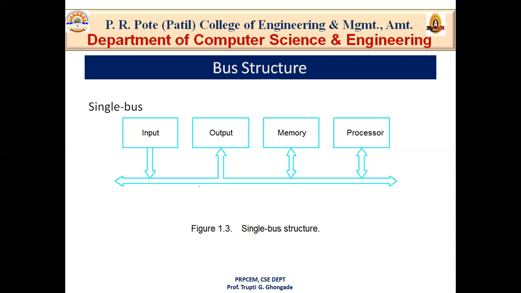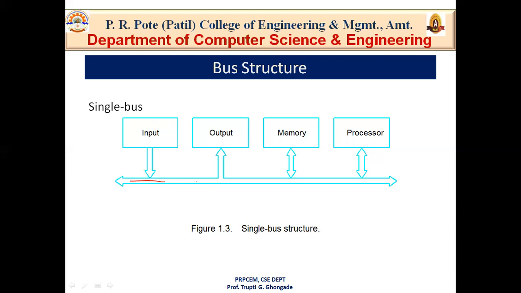The simplest way to connect functional units is to use a single bus. Now what is a single bus? Just look at the figure. In this diagram, all the units are connected to this single bus. Because the bus can be used for only one transfer at a time, only two units can actively use the bus at any given time. So at a time, only two devices can use this bus.